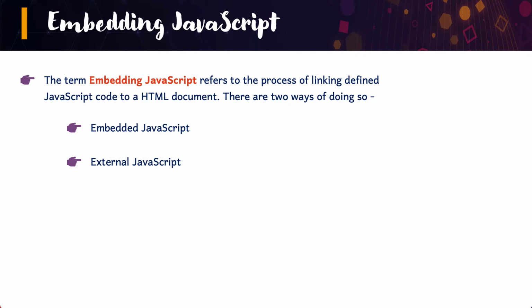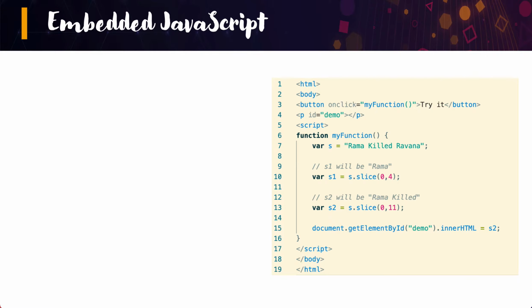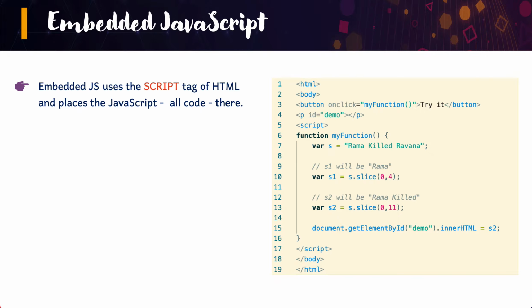The embedded JavaScript and the external JavaScript, these two are the ways in which we can link our defined JavaScript code to a HTML document. What is embedded JavaScript? Let's look at the example on the right hand side. We'll go through them one by one. Embedded JavaScript uses the script tag of HTML and places all the JavaScript, all of the code that we have written over there.